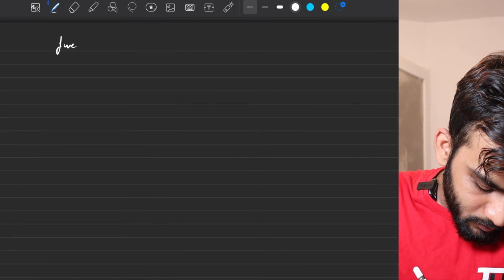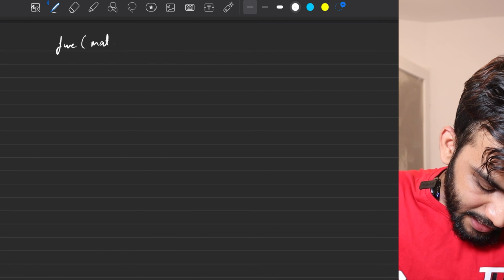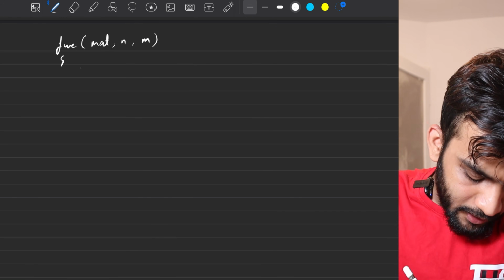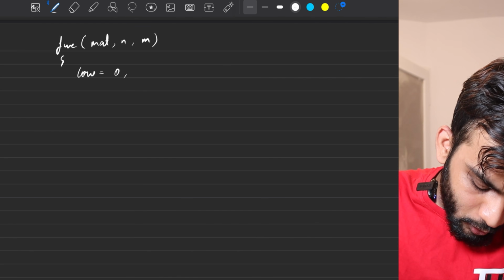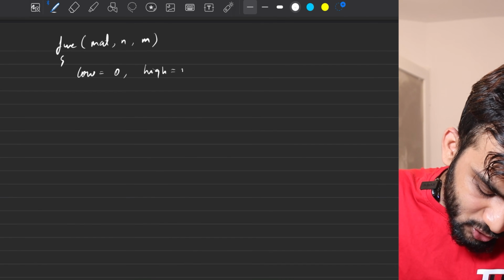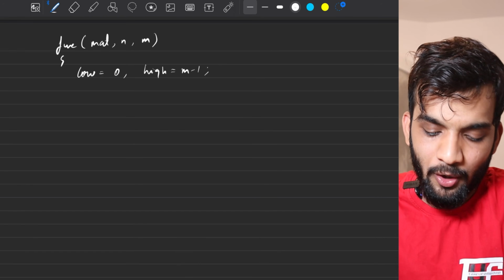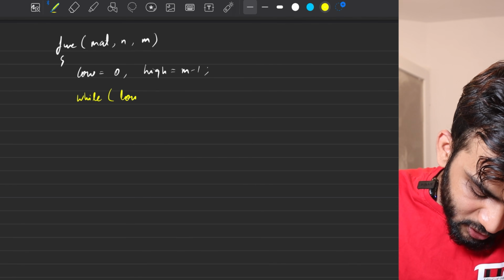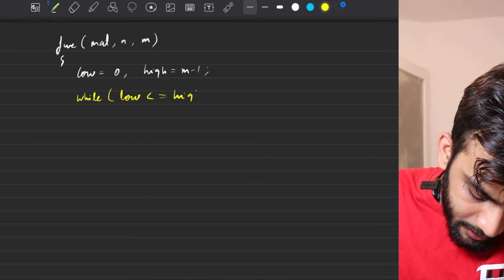So we'll be writing the code. I have a function which is given a matrix, and assume it's given n and m. If not given, you can find it out. Can I say the low will be 0 and the high will be the last column, which is m minus 1? Very much sure. Let's quickly write down the binary search. The binary search will go while low is lesser than or equal to high.